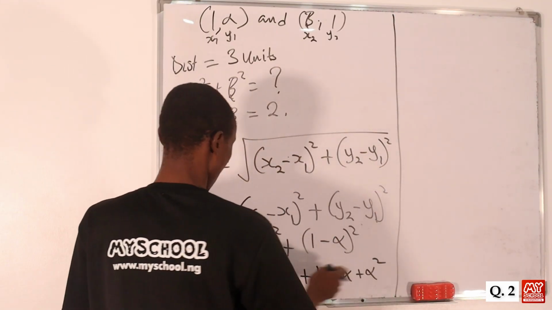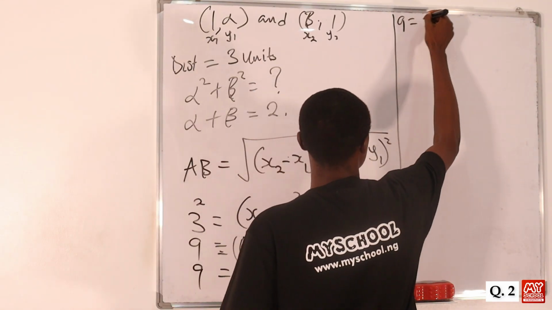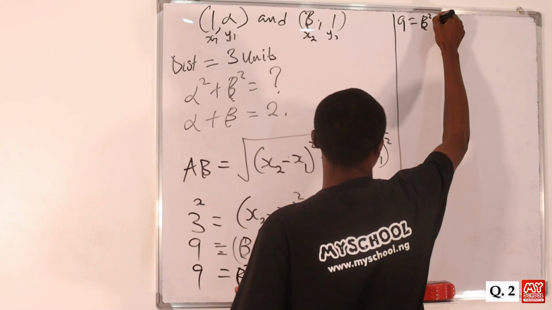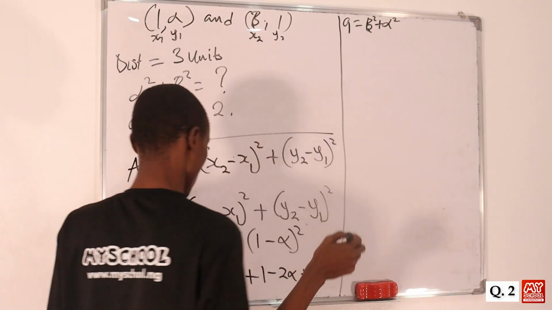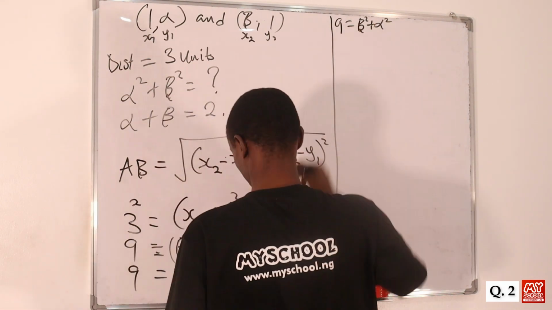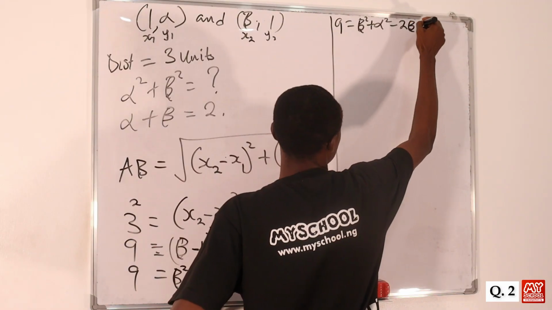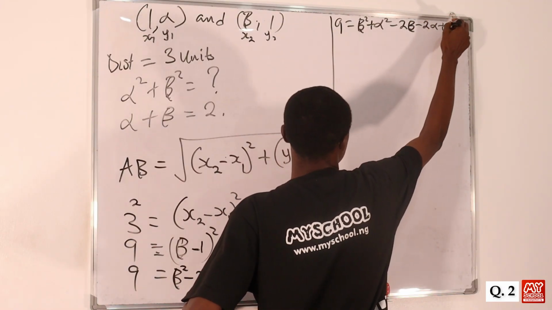So we just bring the alpha square and beta square together first. So here we have 9 to be equals to beta square plus alpha square. Okay, then 1 plus 1 is going to give us 2. So let's bring this one closer. So here we're having minus 2 beta, then minus 2 alpha, then plus 2.